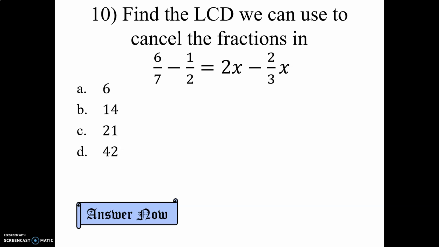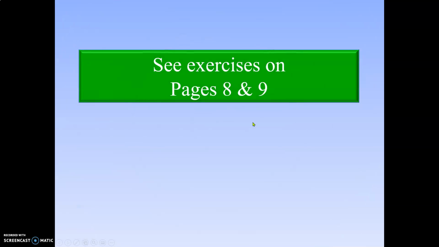All right, so what would the LCD be of this one if we wanted to cancel all the fractions at once? What number works with the denominators of 7, 2, and 3 all at once? Well, that would be 42. 6 works with 2 and 3, but not 7. 14 works with 7 and 2, but not 3. 21 works with 7 and 3, but not 2. 42 works with all of them. All right, if you want some more practice in that packet, pages 8 and 9.